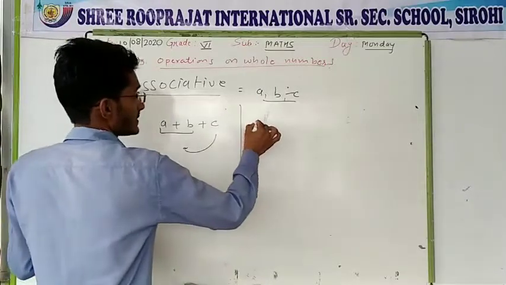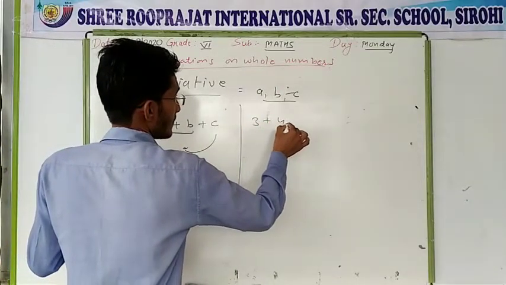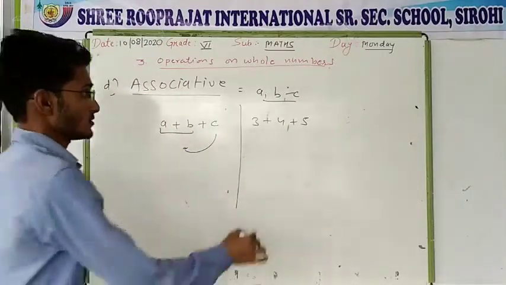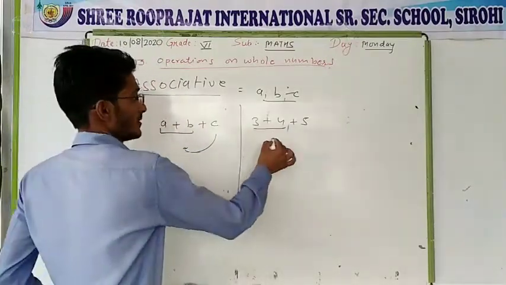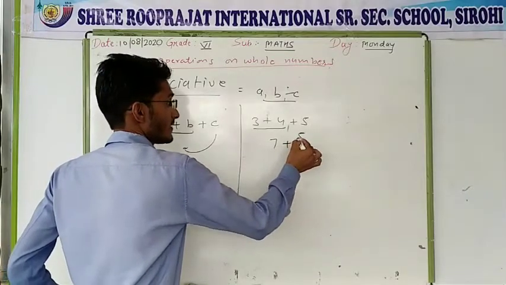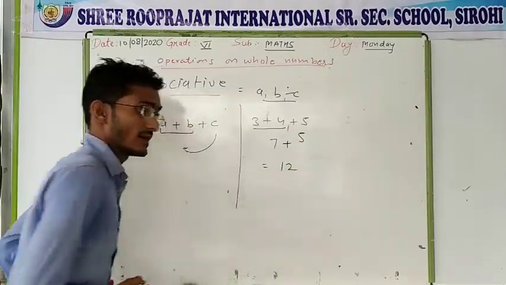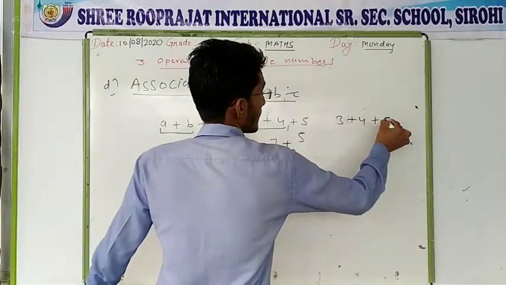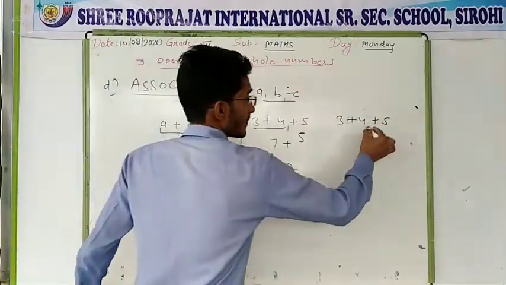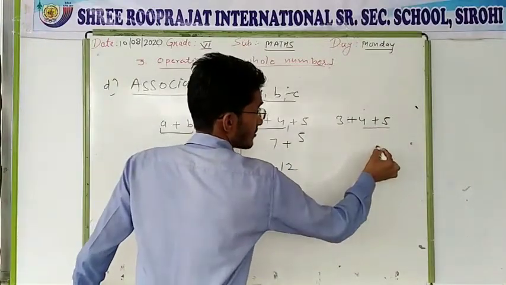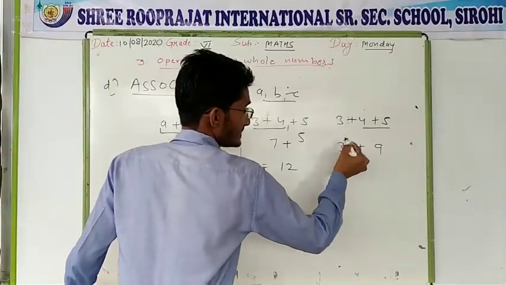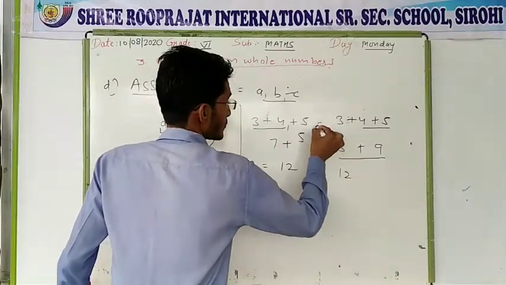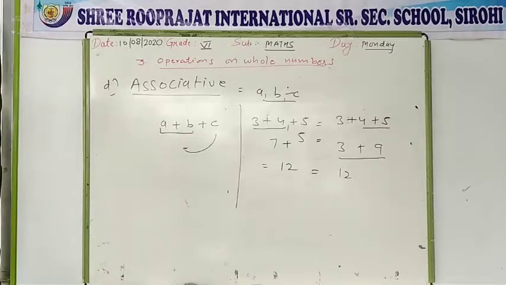Let's take an example. Suppose the numbers are 3, 4 and 5. First of all, we add 3 plus 4, you will get 7, and then we add 5, then you will get 12. Next, again the other three whole numbers. Now we will add 4 and 5 first. So here you will get 9 and 3 stays as it is. Again 9 plus 3, you are getting 12. So both times you are getting the same answer.